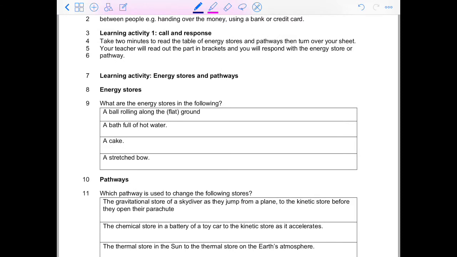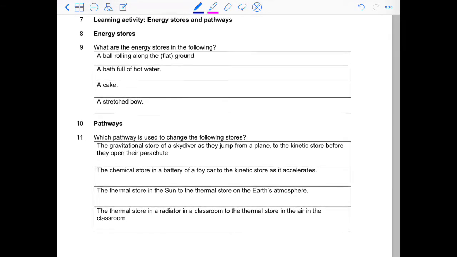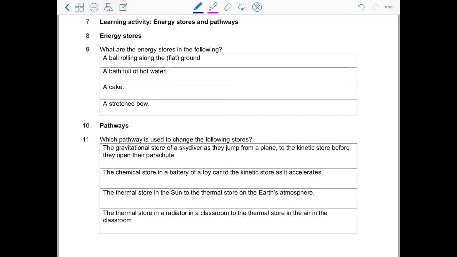So hopefully now you have the stores and the pathways well in your head. So now I'd like you to go through and give these 2 activities a try. So from the 8 energy stores, which energy stores are in the following? So what is the energy store of a ball rolling along the flat ground, in a bathtub full of hot water, in a cake, and in a stretched bow? Stretched bow for archery. All right, writing those down. And for the pathway, which pathway is used to change the following store? All right, so reading through those, pausing the video, writing them down. We'll go over the answers in a minute.